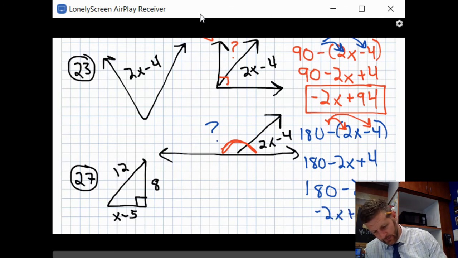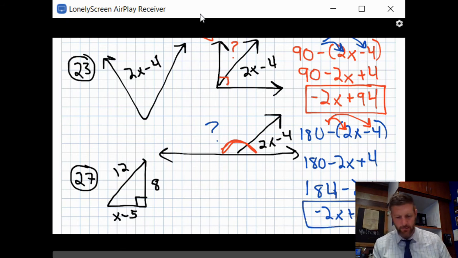Whoops, I said 184, but I didn't write it. That should be 184. All right, so negative 2x plus 184. Sorry, that 184 looks kind of bad.